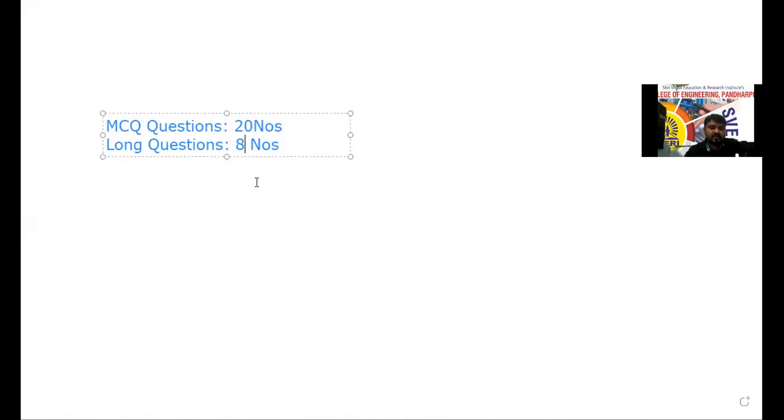For the bridges you consider 6 questions, but MCQ questions: 15 questions from the bridges and 5 questions from the potentiometer. Like that you choose, so majority will be there for the bridges only. 5 questions for the potentiometer and 15 questions you have to write from the bridges. Okay, so it completes, sir.